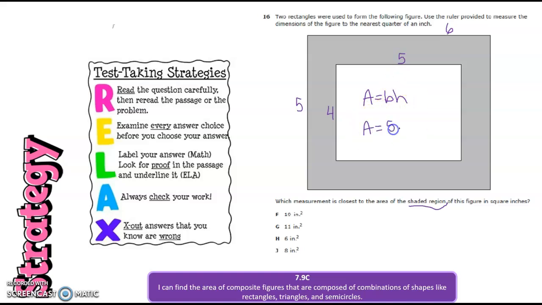Area equals 5 times 4, which equals 20. And then out here, area equals 6 times 5, which equals 30. So we're going to take our outside minus our inside, and we now have 10 inches squared because the outside region would be that without that inside region. So our correct answer is F. Continue on through this and reach out to your teacher if you need help.